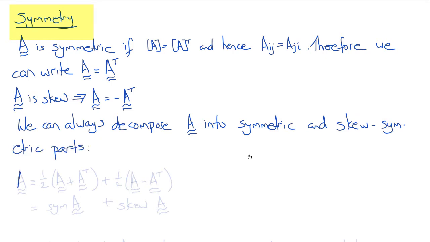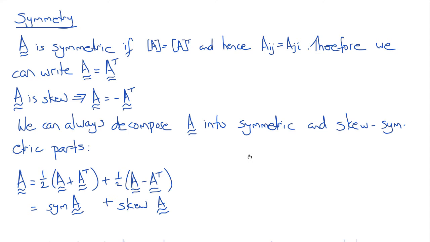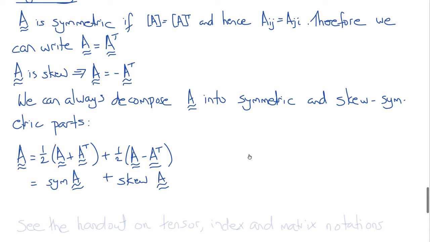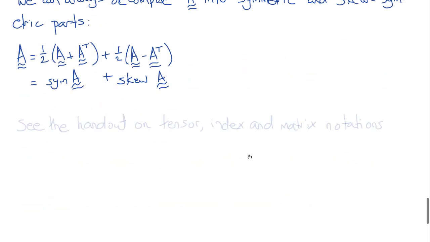And we can similarly decompose a tensor into symmetric and antisymmetric or skew parts by taking 1/2 of A plus A transpose, which would therefore always be symmetric, plus 1/2 of A minus A transpose, that would therefore always be antisymmetric. And these operations are sometimes called sym A and skew A. So any tensor can be decomposed into a symmetric part and a skew part. Of course, if the tensor was symmetric, the skew part would be 0.